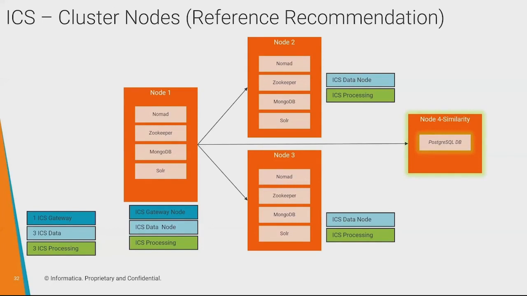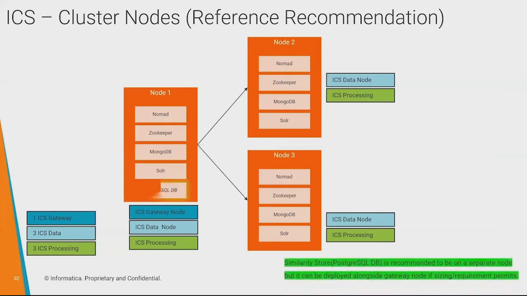And node 4 is also shown here. I've shown it with a little highlight behind it because that is the similarity node. That is where the PostgreSQL needs to be deployed. But as I mentioned, if we need to deploy the PostgreSQL on the gateway node, then we can do that as well if we are ready to horizontally scale and if our sizing and requirements permit this. So you can see how the PostgreSQL moved from being on a dedicated node to node 1 here.